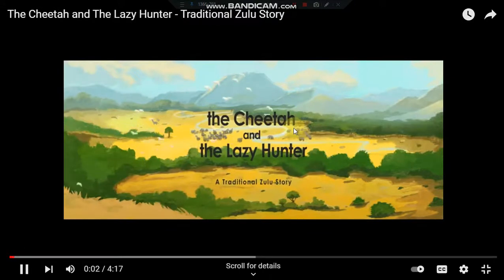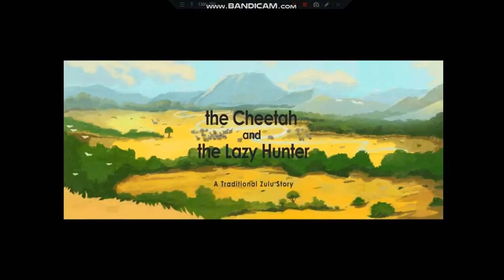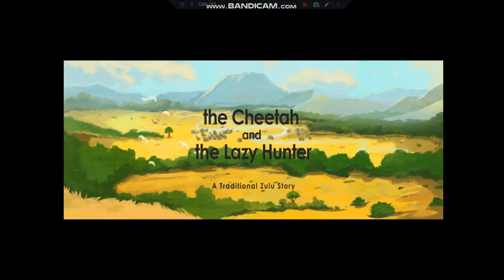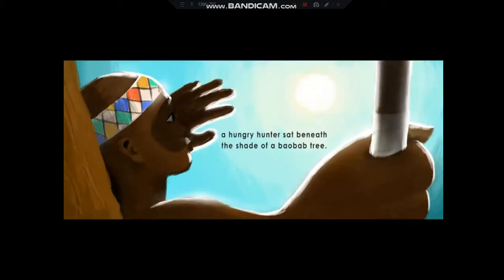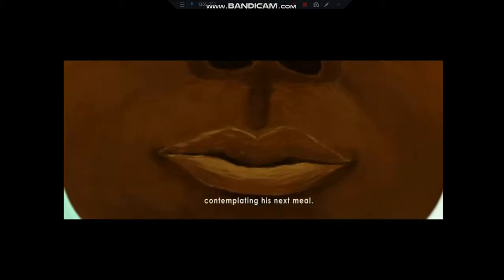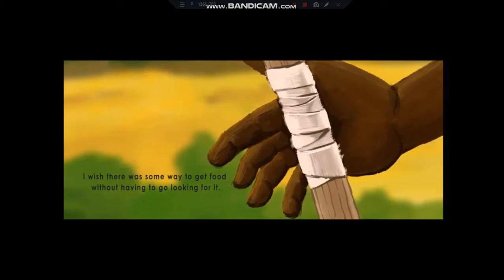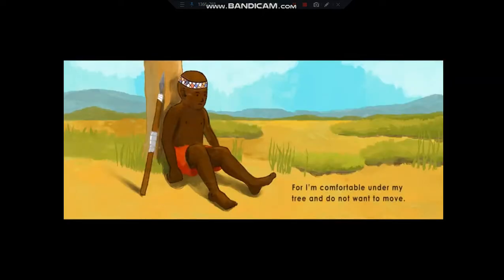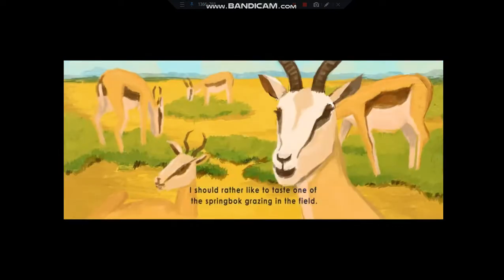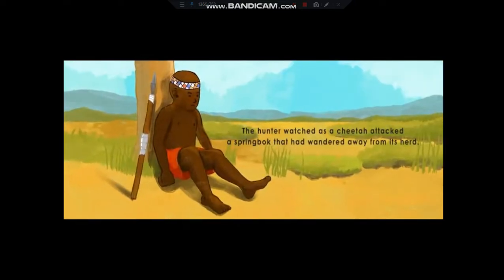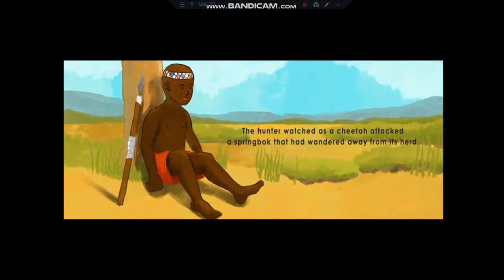The Cheetah and the Lazy Hunter, a traditional Zulu story on respect for norms and traditions of society. Long ago, when time was new, a hungry hunter sat beneath the shade of a baobab tree, contemplating his next meal. I wish there was some way to get food without having to go looking for it, for I'm comfortable under my tree and do not want to move. I should rather like to taste one of the springbok grazing in the field. The hunter watched as a cheetah attacked a springbok that had wandered away from its herd.